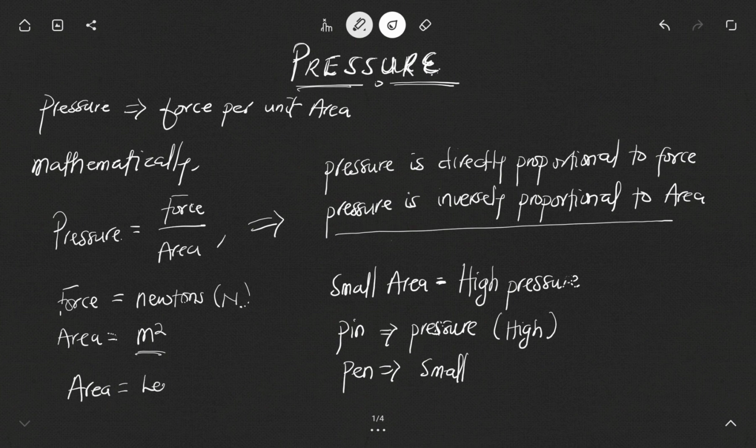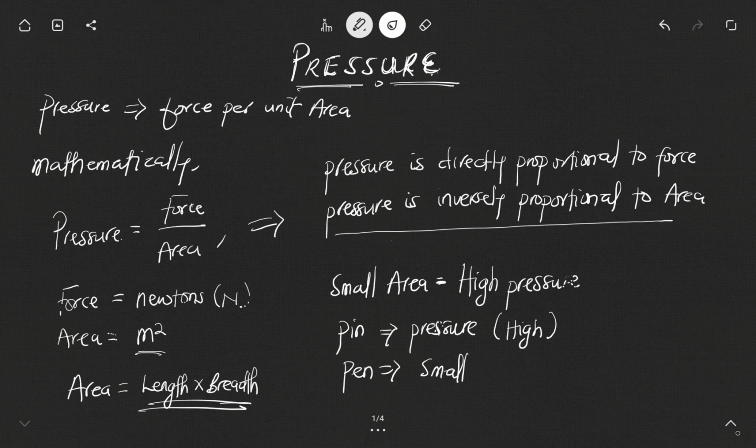Now before we continue, let's just do a quick recap. Area is length times breadth. Okay, so let's keep that in mind. All right, so let's have a look at some examples to see how we can apply this formula that we are saying, pressure is equal to force over area, to solve some questions.